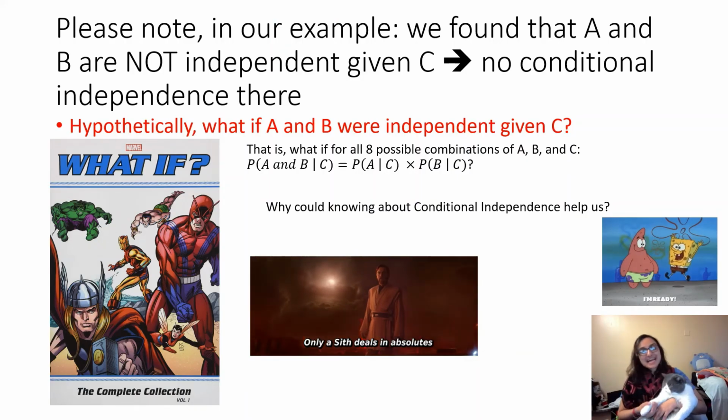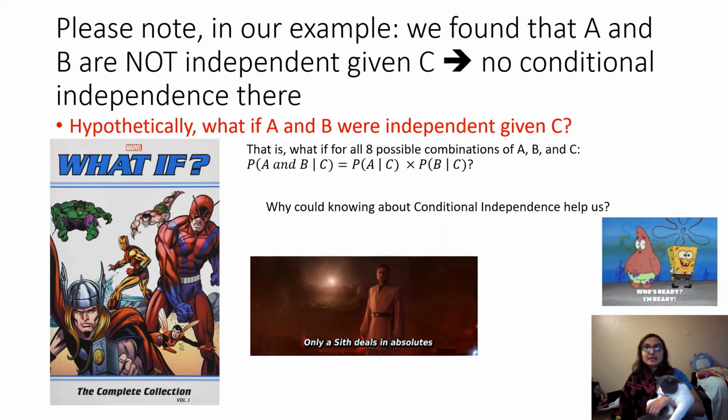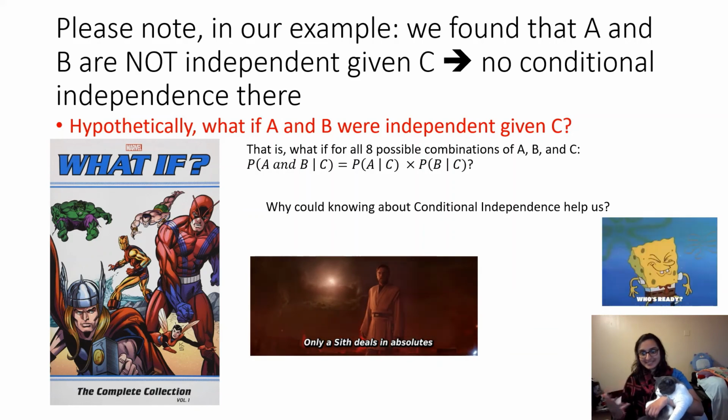Please note that in our example here, we see that A and B are not independent given C, so we do not see conditional independence. But I want to show you what would happen if A and B were conditionally independent given C. If the 2 random variables were conditionally independent, what are some of the things that we could learn from that, or what would that mean? So let's hypothetically pretend that A and B are conditionally independent given C, and I want to show you all we can learn from that here.